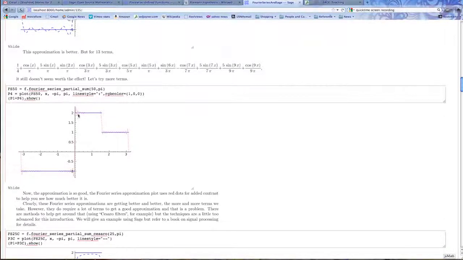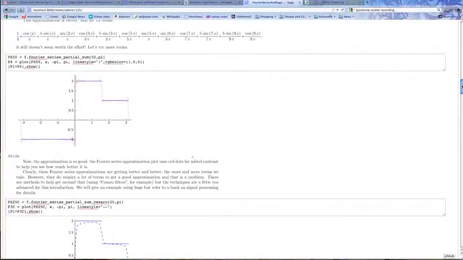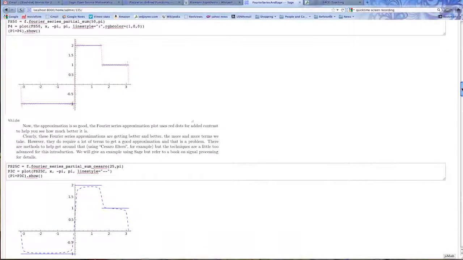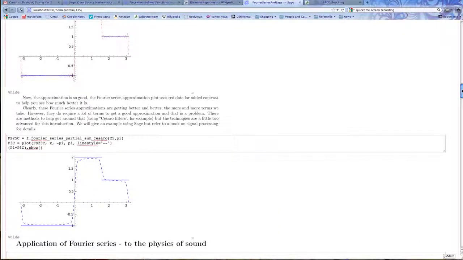But it does have an overshoot where there are these jumps. This overshoot is a common phenomenon for discontinuous functions. Fourier series will do a good job of approximating in the middle where it's nice and continuous, but where there's this jump discontinuity, there's a phenomenon called the Gibbs phenomenon, G-I-B-B-S. Gibbs was a professor at Yale about 100 years ago or so, and he computed Fourier series using a mechanical calculator, since those are pre-computer days.